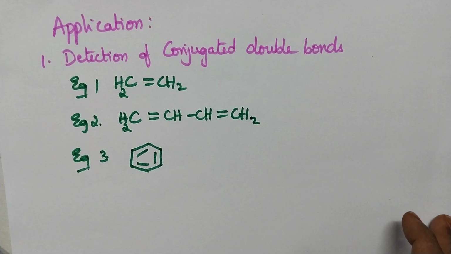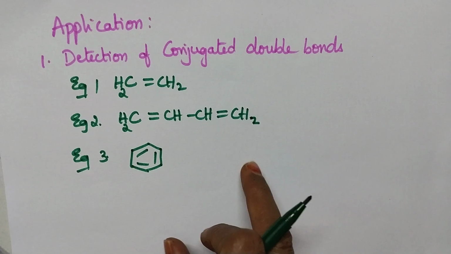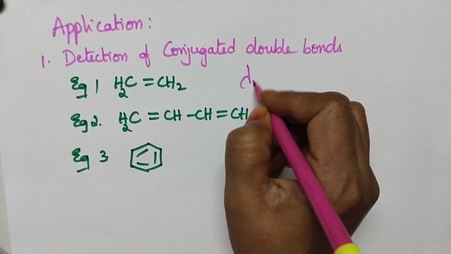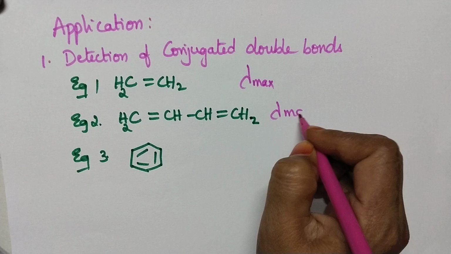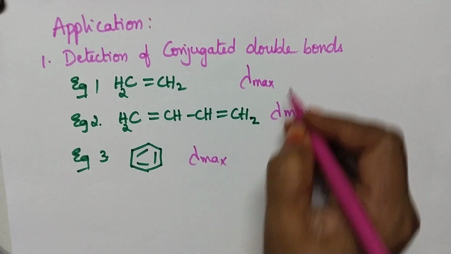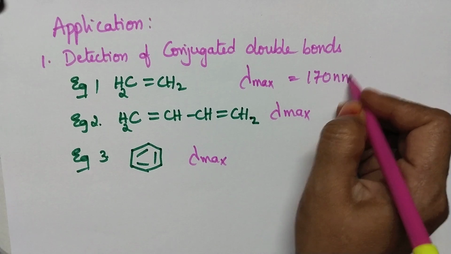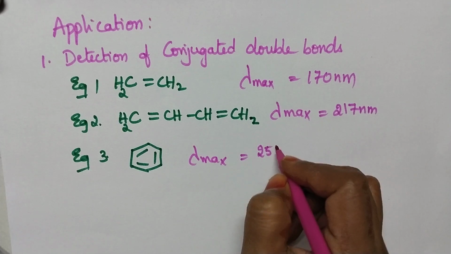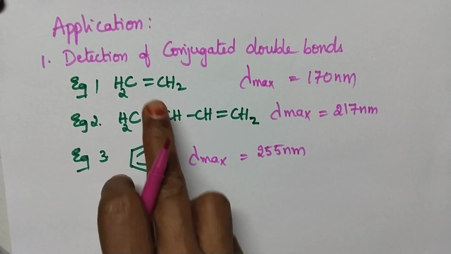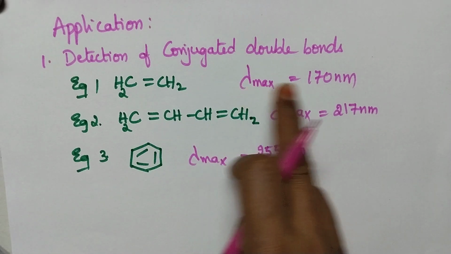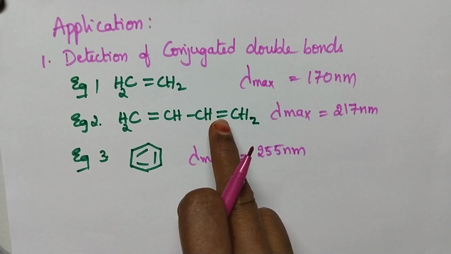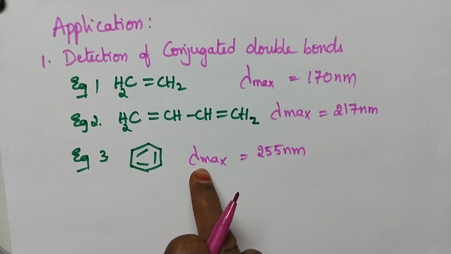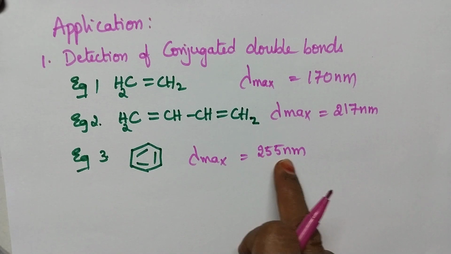Whenever the UV spectrum is drawn for these three compounds, the lambda max for these compounds will be observed at 170 nanometers, 270 nanometers and 255 nanometers respectively. So ethylene shows a characteristic absorption at 170 nanometers, 1,3-butadiene shows characteristic absorption at 270 nanometers and benzene shows characteristic absorption at 255 nanometers.